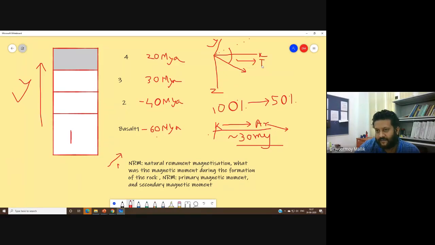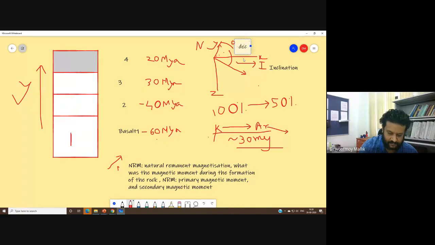I, or the inclination. Okay? And then let us say this y is towards north. The direction of y is towards north because this is the horizontal plane. And this angle is called D, or declination. So I calculate the primary magnetic moment, and then I calculate the inclination and the declination of the primary magnetic moment.